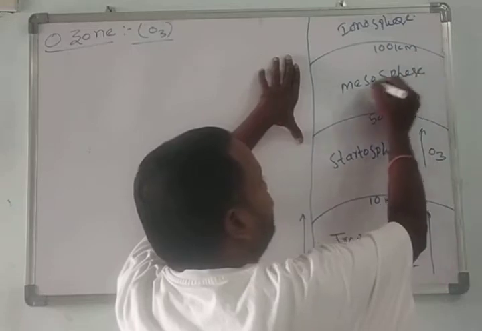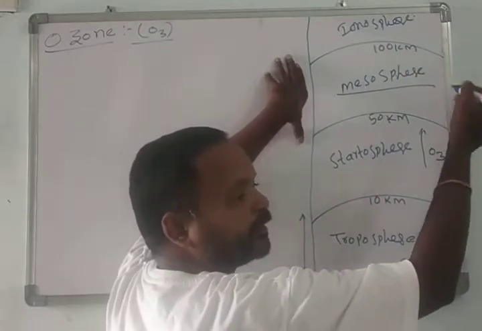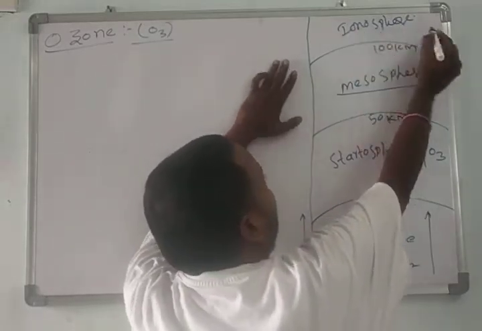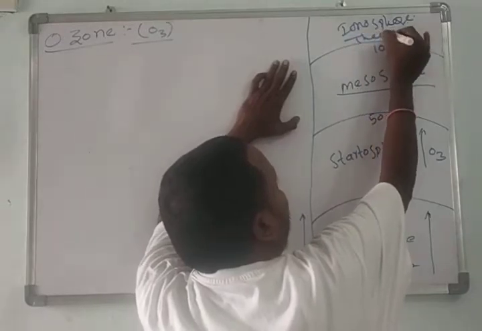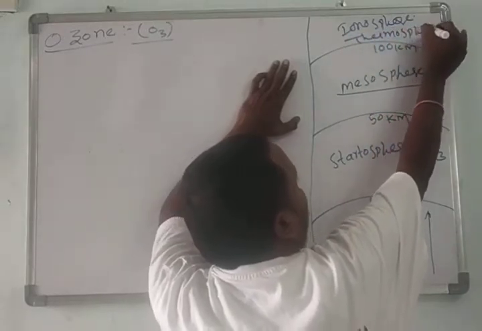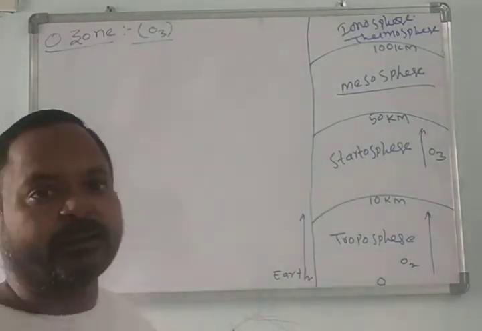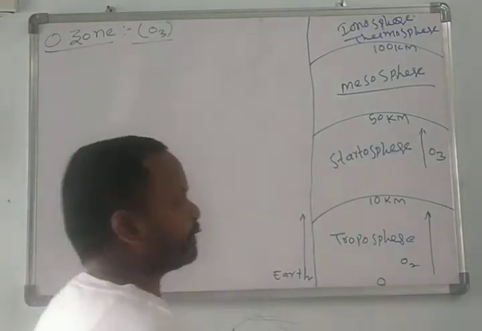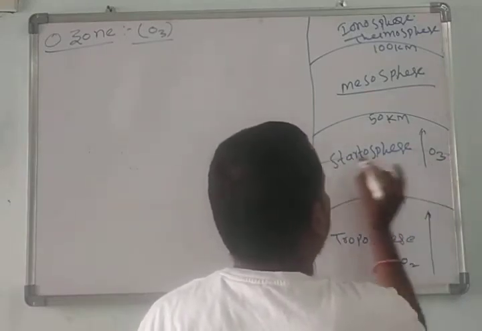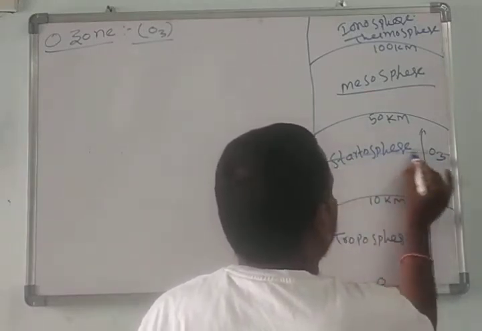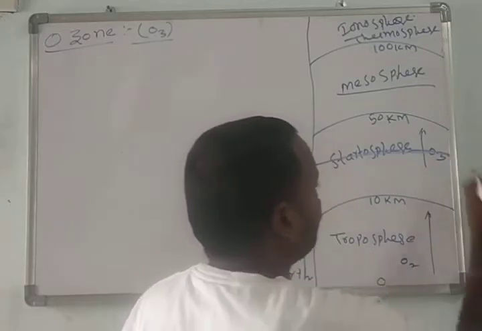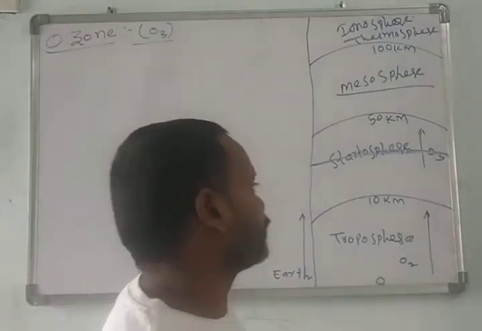The 50 to 100 kilometers range sphere we call the mesosphere. Then the ionosphere, which we also simply call the thermosphere. These are the four layers present in the atmosphere. Here in the stratosphere we have the one ozone layer, the blue color layer that we call the ozone layer.